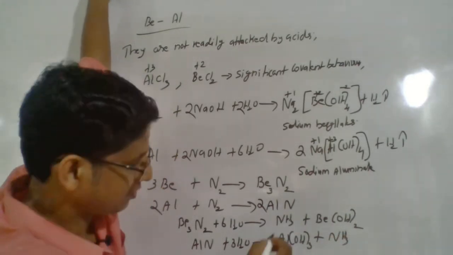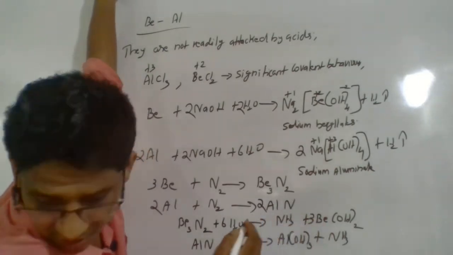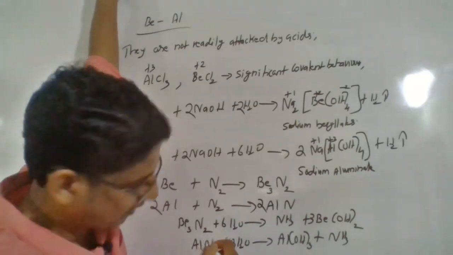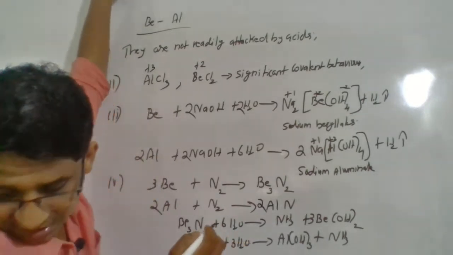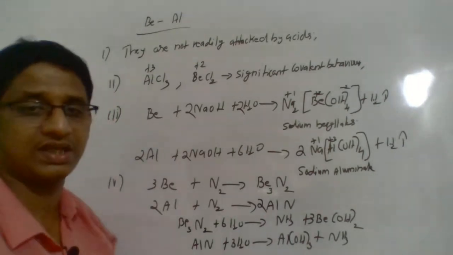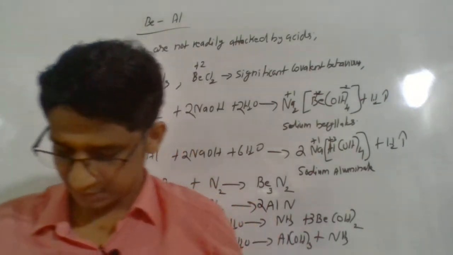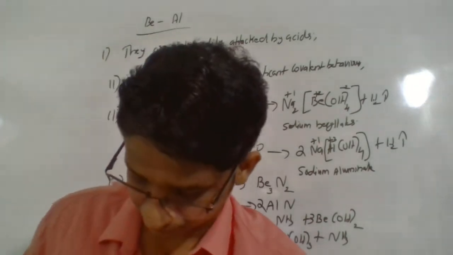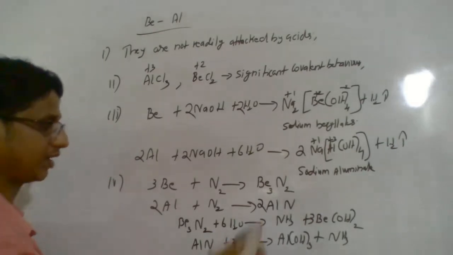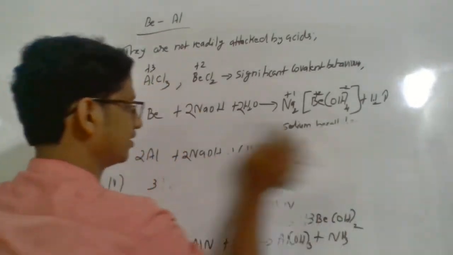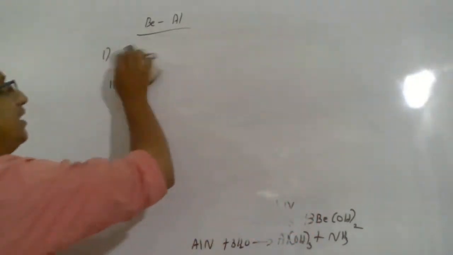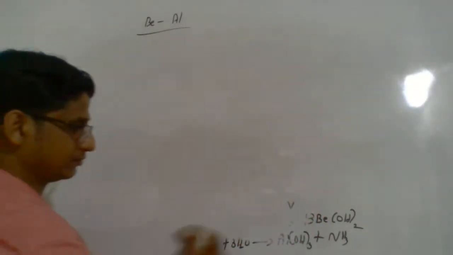Always balance it: Be3N2 plus 6H2O gives 3Be(OH)2 plus 2NH3; AlN plus 3H2O gives Al(OH)3 plus NH3. So both form nitrides, and the nitrides combine with water to liberate ammonia. That is the next property that you can remember. These are all similarities between beryllium and aluminium. That's what we are talking about.